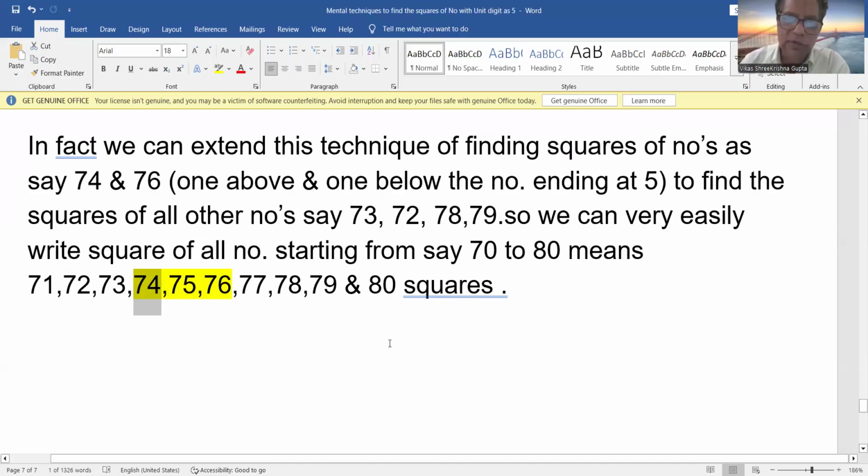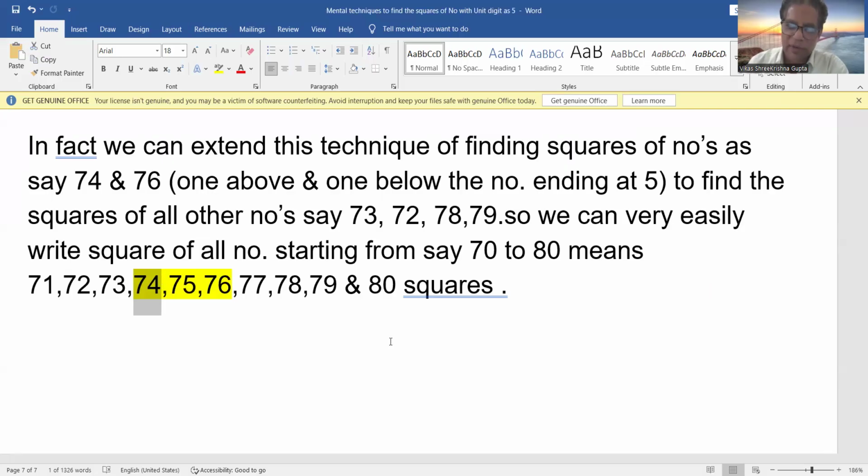And in the next video, I will show you how to find the square of numbers starting with 5. Means now the starting digit is 5 and the other digits can be any number, right? So I will show you. So now I stop sharing the screen.